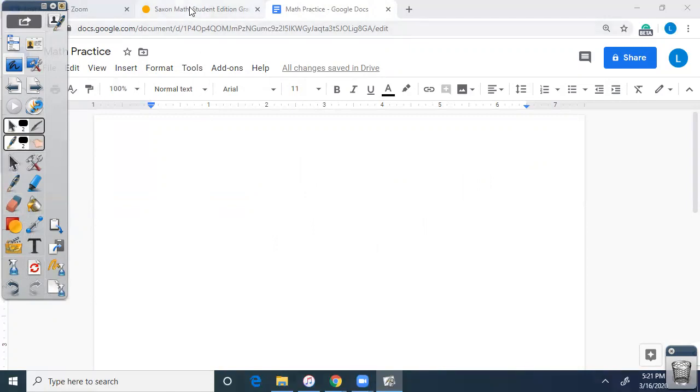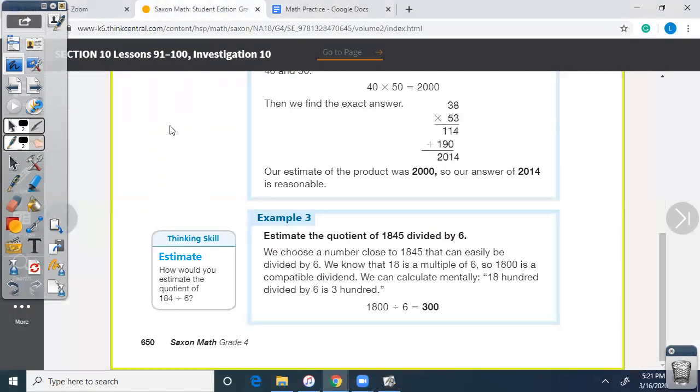Remember, product is multiply. Okay, now we're going to talk about something a little bit different. It's kind of like the opposite. We're going to learn how to estimate the quotient of numbers. If we are estimating the quotient of a number, we need to know what the word quotient means.